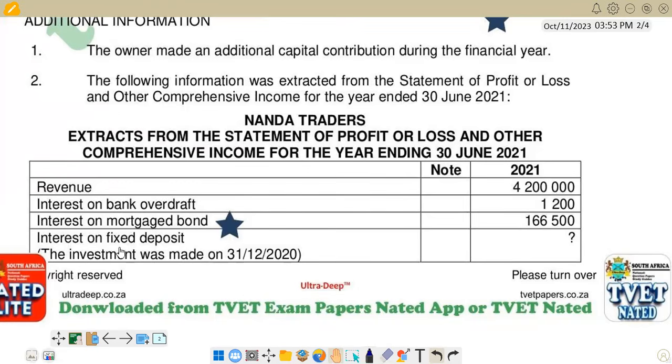Right. Here it's saying interest on fixed deposit. The investment was made on 31/12/2020, and the year is ending on 30 June 2021. So the investment was made at the end of December. Let's look at how many months there were. We have January, February, March, April, May, June. June is the year end. So we count how many months this investment was in the business: 1, 2, 3, 4, 5, 6. So we have 6/12. So this investment was there for 6/12 as a period.